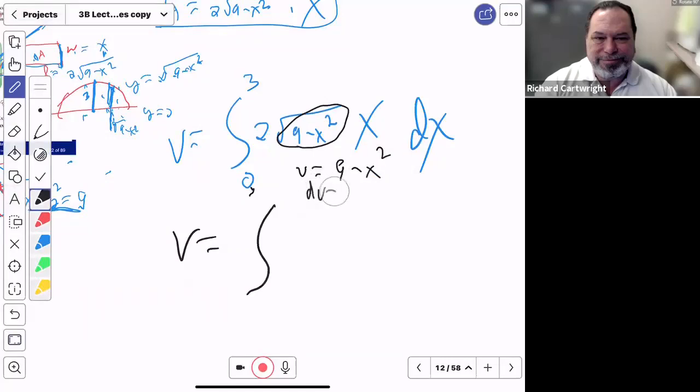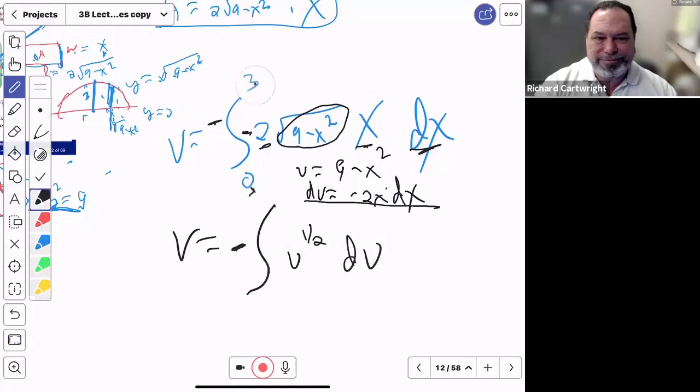du has to be negative 2x dx. There's my x dx. There's my 2. All I'm missing is a negative. If I put the negative here, I have the complete du. That means I have to put the negative out there. So what am I really looking at? I'm looking at a negative of u to the half du.